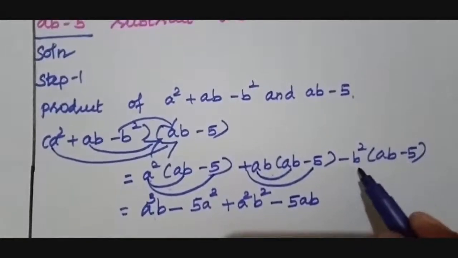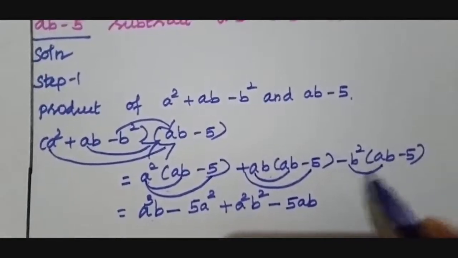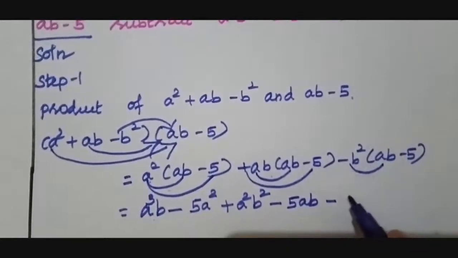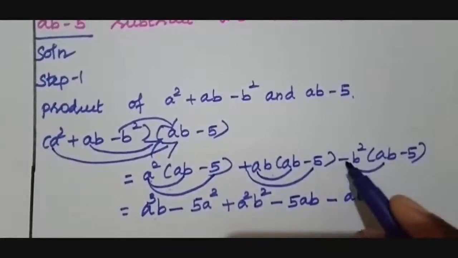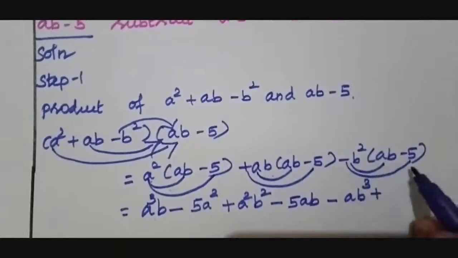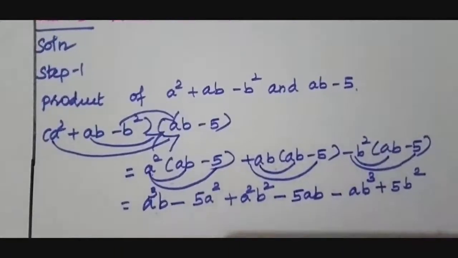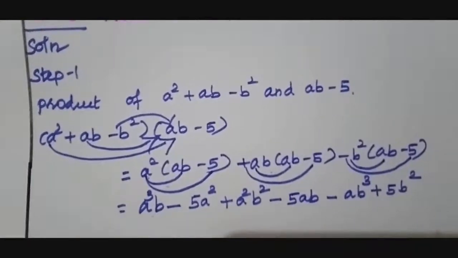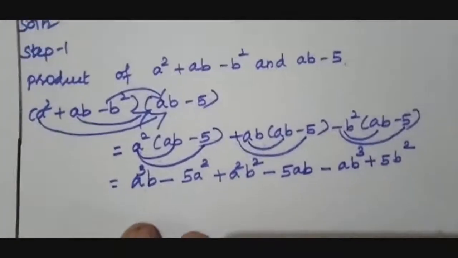Multiply this minus b square with the terms inside the bracket. Minus b square into ab is minus into plus is minus, b square into ab is a, b power 2 plus 1 is 3. Minus b square into 5 is minus into minus plus, b square into 5 is 5b square. So these are all different terms. We cannot simplify this one further. So you can keep this one as such. Now we have to solve step 2.